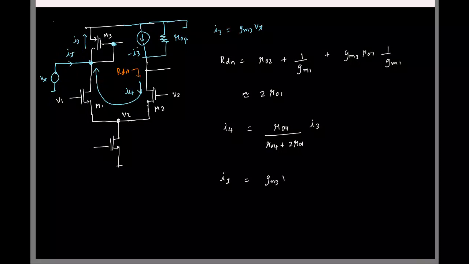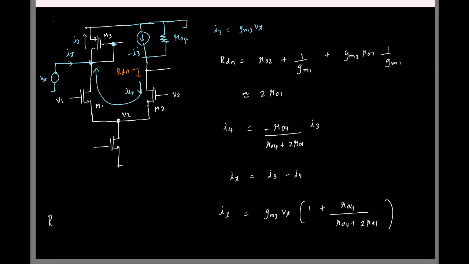You will have GM3 V test times 1 plus the factor. Yeah, so I test is basically I3 minus I4. That's why you get the positive stuff finally, right? It's I3 minus I4, right? So this is 2 R02, right? So what is the output resistance, or let's say I'll write the output conductance. What is it? Yeah, it's GM3 times this factor, right?